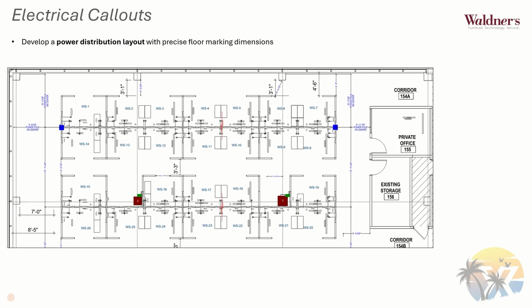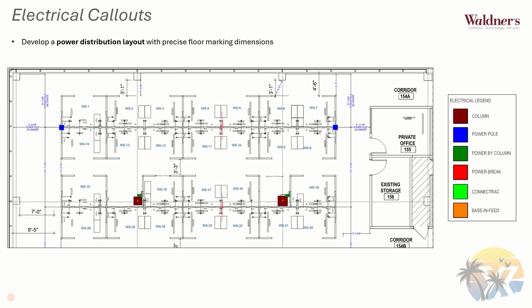Now, electrical callouts. I have a power distribution layout. As I showed before with the color coding legend, I have where my power by my column is coming out. And that's where my renderings came into view: I called out each column and numbered it, and I numbered each rendering according to the column to show them where this is coming from. I have my blue dots as my power poles, where the power pole is coming from, where their dimension is, where my power break is coming from, especially if I have two sources of power and feeds.